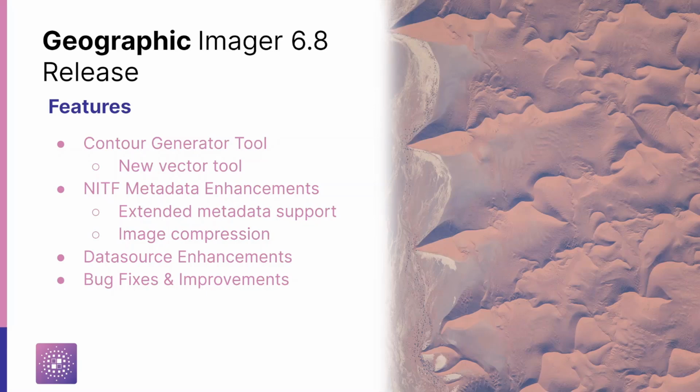Other improvements that will be coming to Geographic Imager in the near future are updates to the NITF format. NITF metadata is now retained on export, certain values can be edited, and we now have broader support for extended metadata. Users can now also apply JPEG compression when saving to NITF.